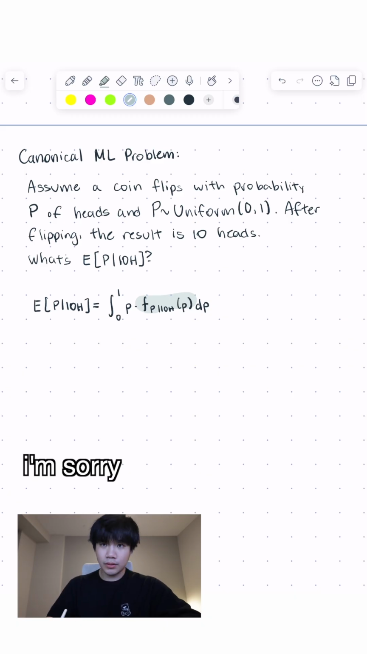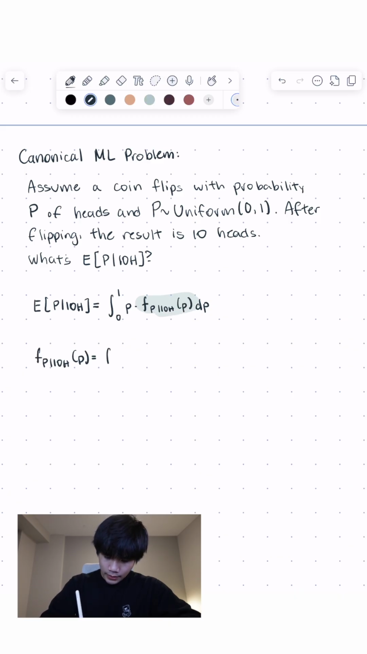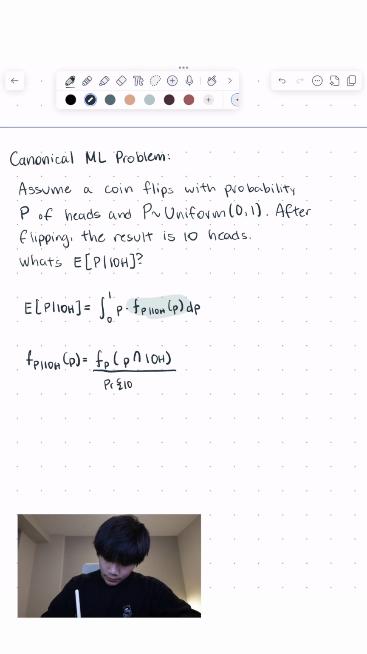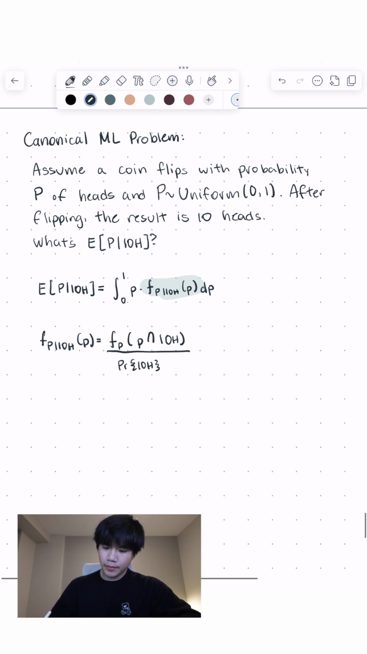This is a conditional probability density function. So we can rewrite this as f of p given 10 heads, which is f of p and landing 10 heads over the probability of the event that we have 10 heads. This is again just the definition of conditional probability, and we're going to use that definition again in a different way. So I want to imagine the numerator written as f of 10 heads and p. So we just changed the order, which is fine because this is an and.